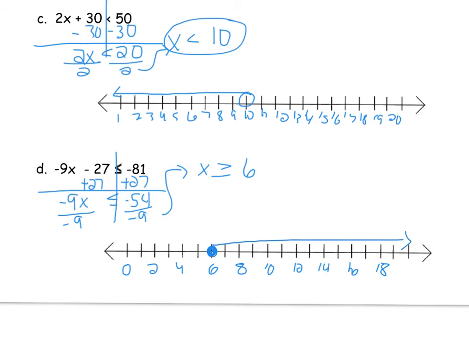Now, I said, can you find a way that you can maybe use the symbol to see which way your arrow is going to be going? Are you seeing a similarity here? That's a shortcut, but only works if x is on the left side. All right, let's continue.